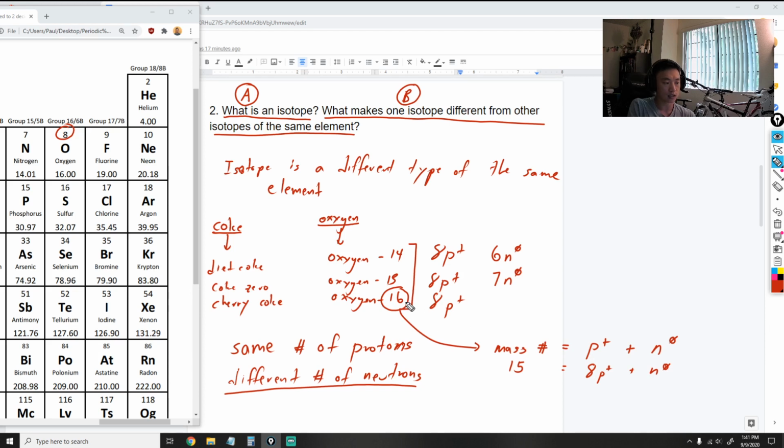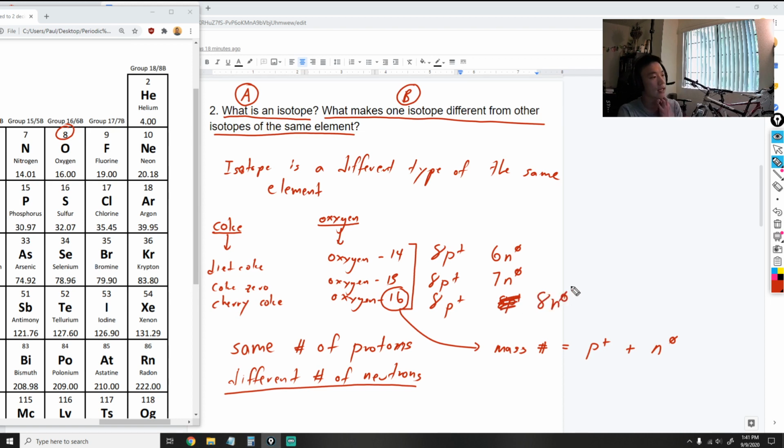And then lastly, oxygen 16, 8 plus what equals 16? It's going to be 8. Okay, so there you go. The answer for these is: oxygen 14 has 8 protons, 6 neutrons. Oxygen 15 has 8 protons, 7 neutrons. And oxygen 16 has 8 protons and 8, oops, I wrote protons, but it should be 8 neutrons. Sorry about that, guys.